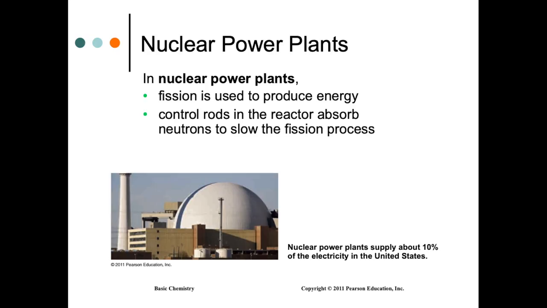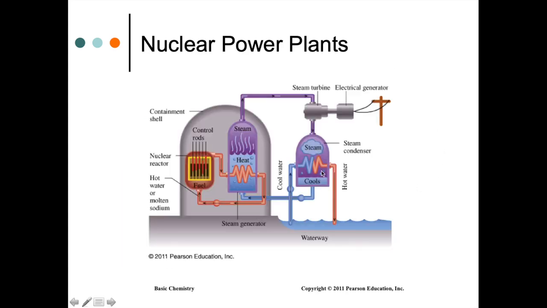The basic principle of pretty much every power plant is you have some fuel that's heating up water, converting it to steam, and then that steam drives a turbine, which drives a generator, which makes electricity. So if you want to see a picture of how a nuclear power plant works, we have our water that gets heated up in steam.